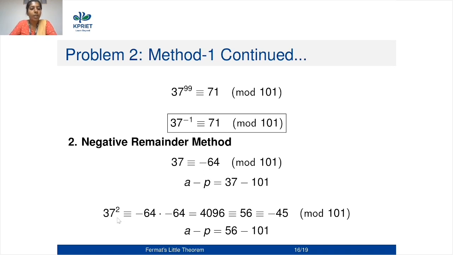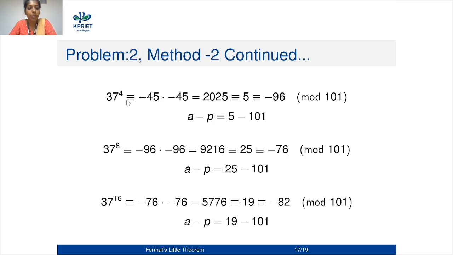Now let us find the powers of 37. For 37 squared, I have to take this remainder, minus 64. Multiplying 64 twice, I get 4096. And when this 4096 is divided by 101, I get the remainder 56. I told you that now I am dealing with negative remainders, so instead of 56, I can take another kind of remainder, A minus P. So 56 minus 101 gives minus 45. So for 37 squared, the remainder for this problem is minus 45.